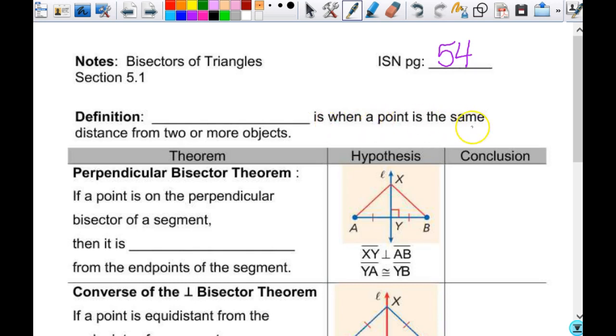It says blank is when a point is the same distance from two or more objects. So the word that goes here is equidistant, there's no L there. So the points can be equidistant from the same place, meaning they are the same distance. Equi referring to equal, and distant referring to distance. See how that works? Even though equi means equal, there's no L there. It's not equal distant. It's a prefix. Okay, we good? All right, so we have a few theorems.